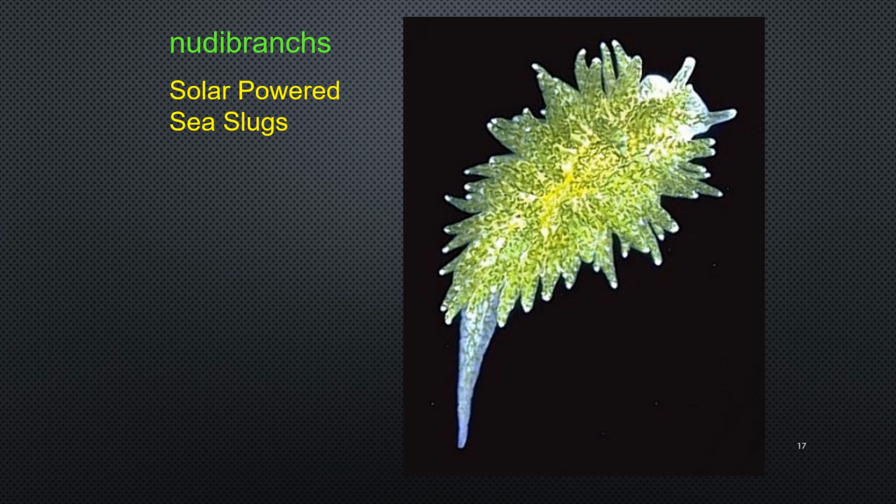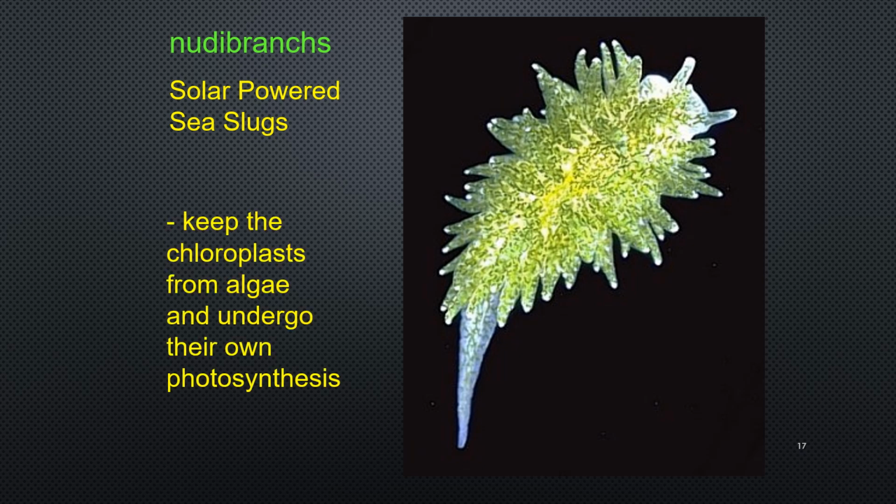Such a unique feature that I really wanted to point out are the nudibranches. They are sea slugs that are solar powered. What they do is they eat green algae and then keep the chloroplasts from them that allow them to undergo their own photosynthesis. Now, having said that, they don't pass that along to the next generation. So when they produce new baby nudibranches, those nudibranches again have to eat the green algae in order to obtain the chloroplasts.